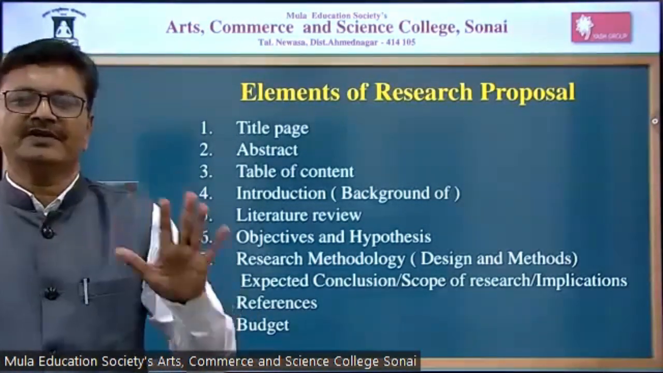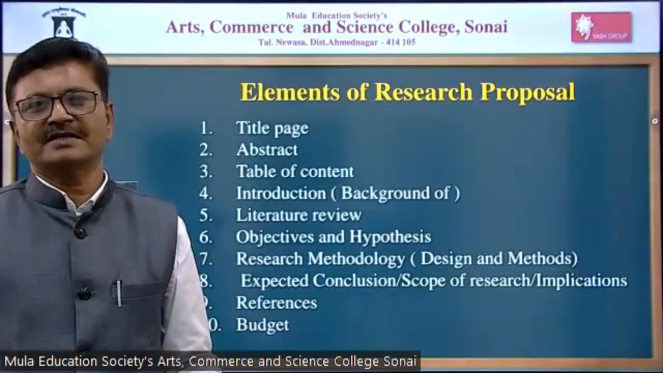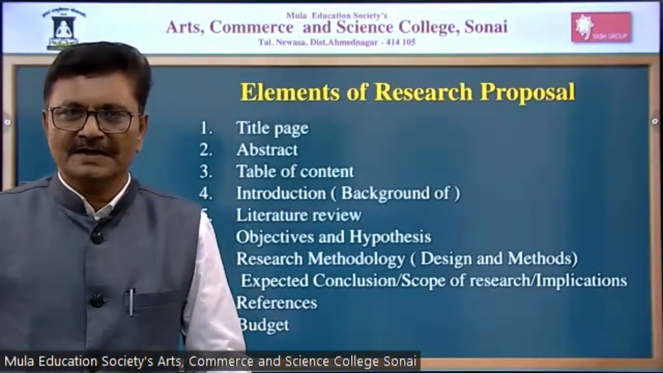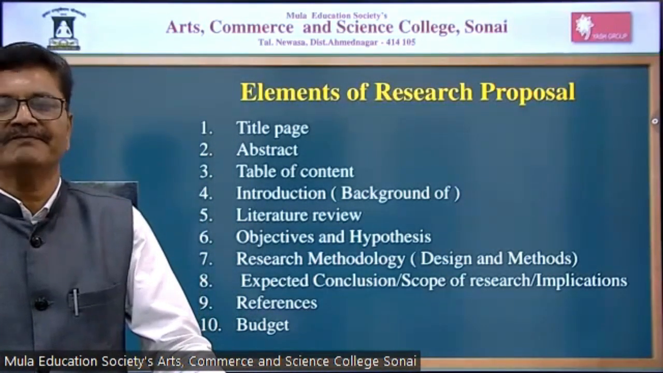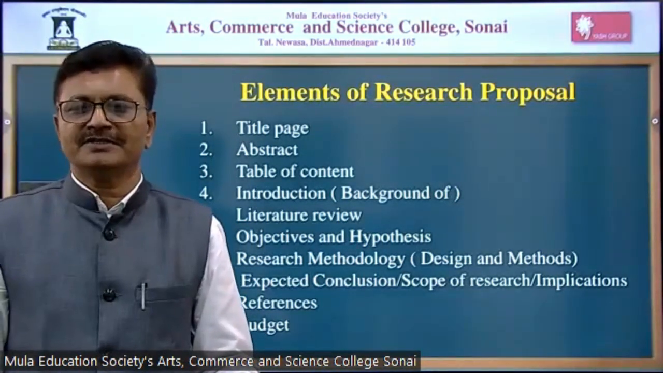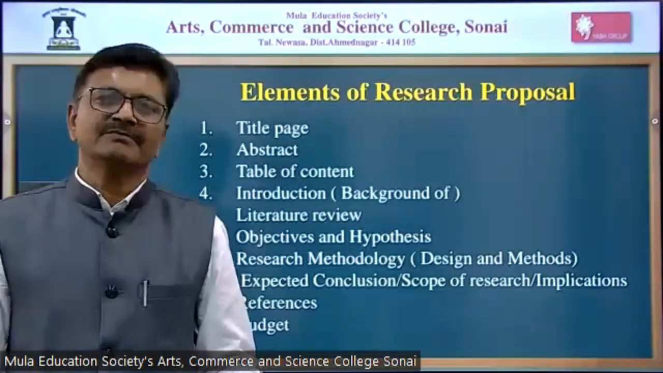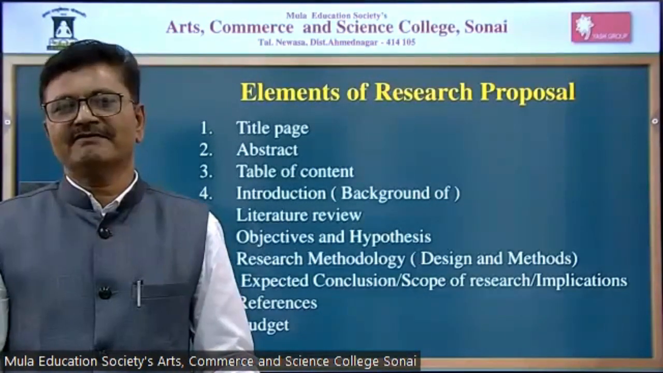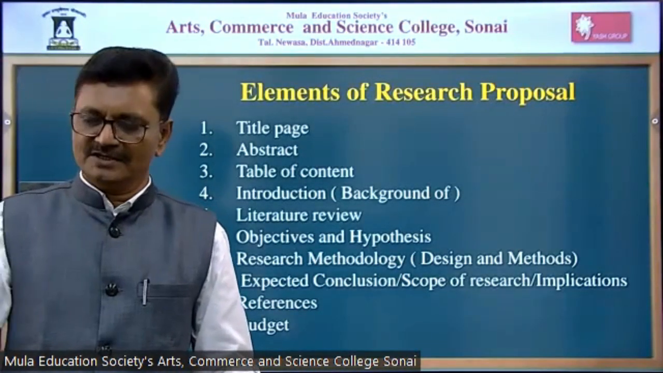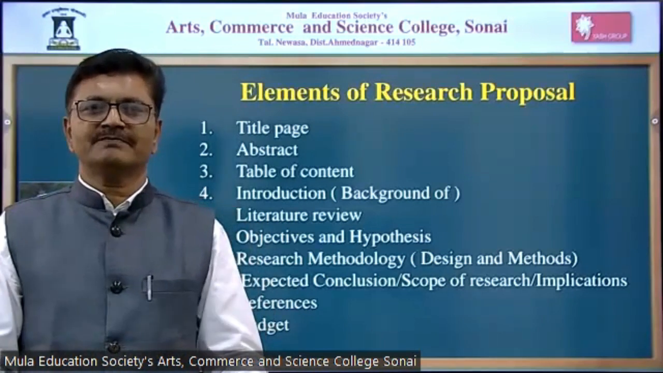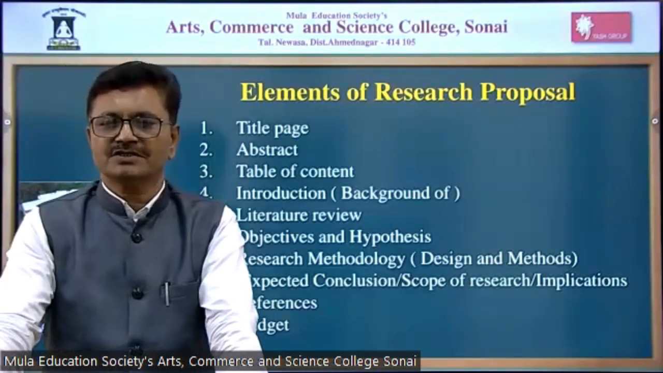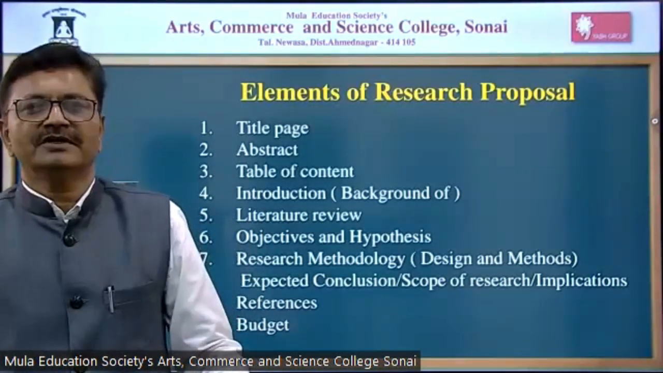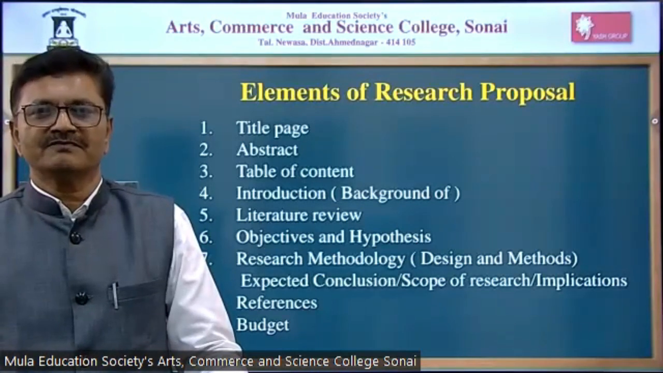So these are the different aspects that we have seen, the elements of a research proposal. The title page we have discussed. The abstract we have discussed is basically a brief write-up of the entire proposal, a precise summary of the proposal. The table of contents is basically the sequence of your entire proposal, in what sequence you put which parameter, which element. Then the introduction is basically the background of your research. Literature review is the review that you have taken from previously published work.